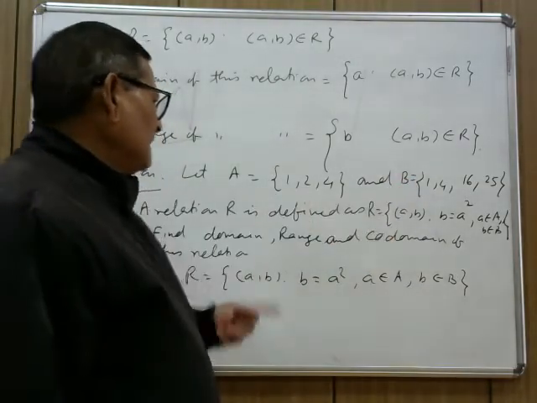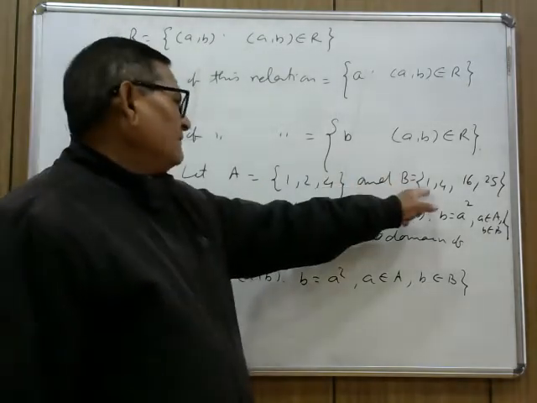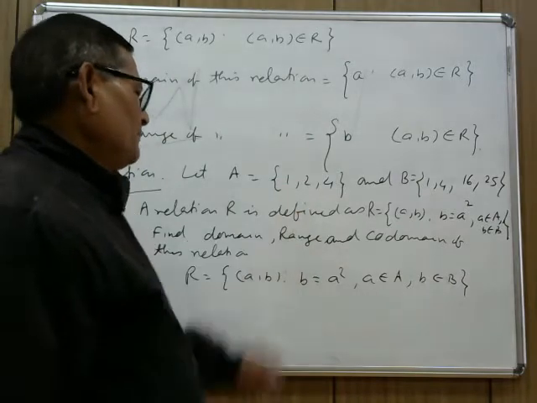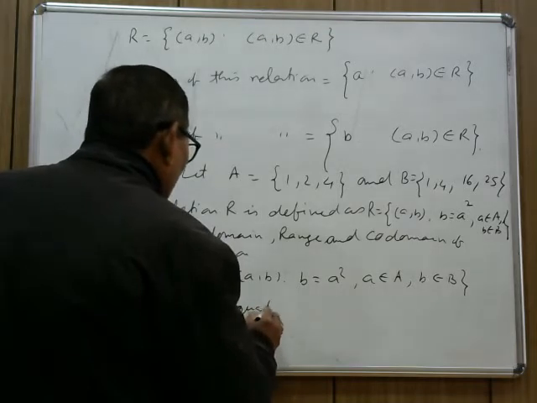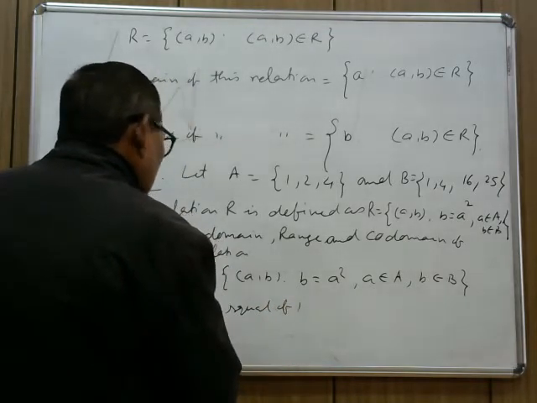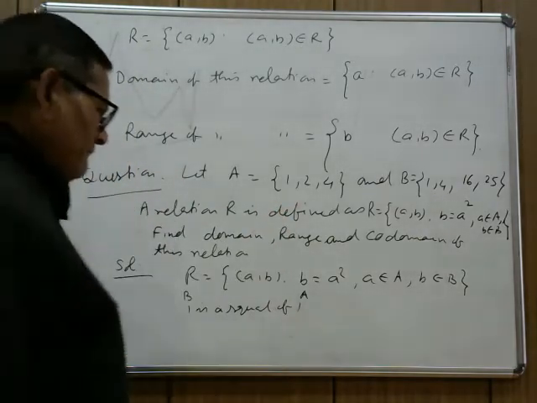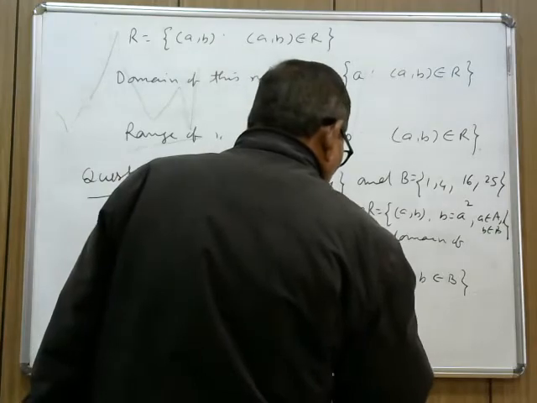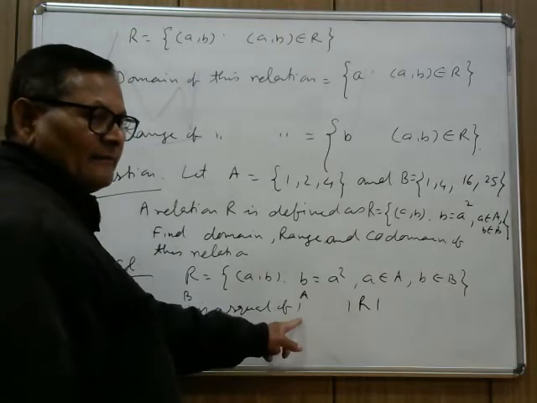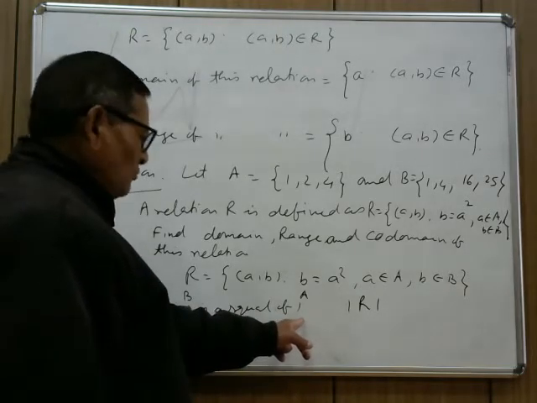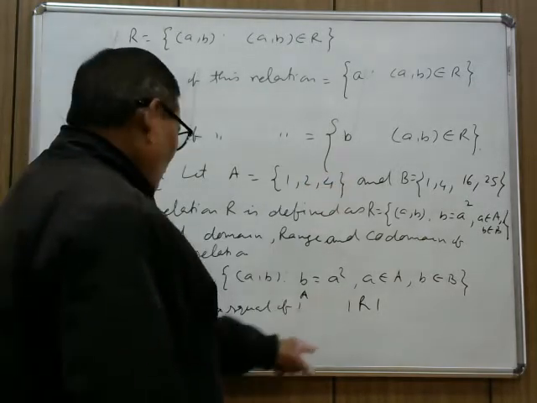An element of B is the square of an element of A. You find the relationship. 1 is the square of 1. These are the elements of B, these are the elements of A. 1 is the square of 1, so 1 is related to 1. This is the first element, because you have to find the relation from set A to B, and you have been given that B equals A square. So 1 is related to 1.